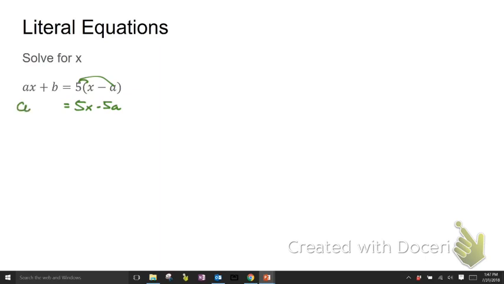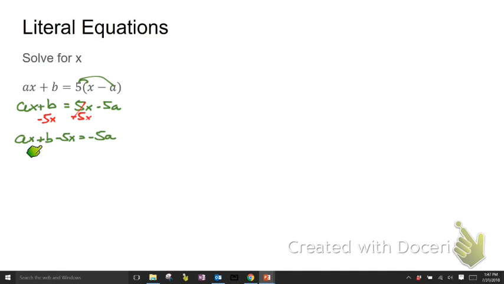equals ax plus b. Now, in a situation like this, in order to solve for x, I can't just get this x by itself. There can only be one x in the equation, and it's isolated on one side of the equation. So what we do here is this. I want to get all my x's over to the same side of the equation. So I'm going to subtract 5x from each side. So I have ax plus b minus 5x equals negative 5a.